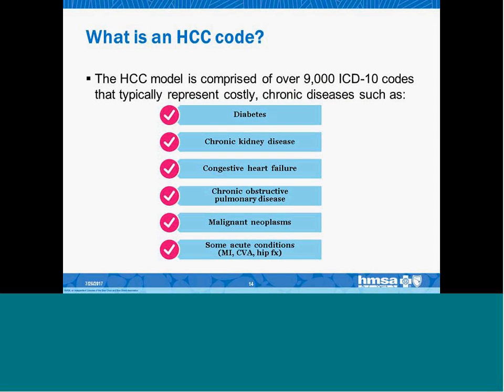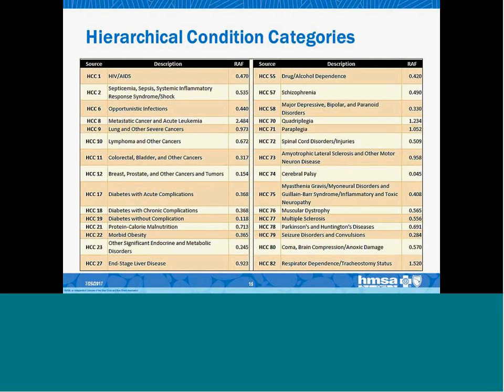An HCC code is a numeric code assigned to a category of diseases. Some of the more common and costly chronic diseases, such as diabetes, chronic kidney disease, congestive heart failure, and COPD, those are representative of what an HCC category would be. And this is an example of the HCC document that shows you for each category what the correlating RAF score would be.